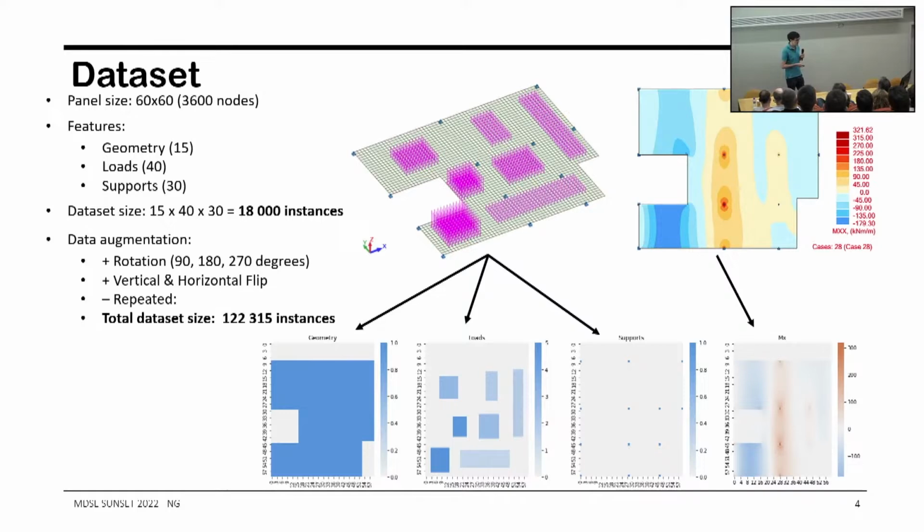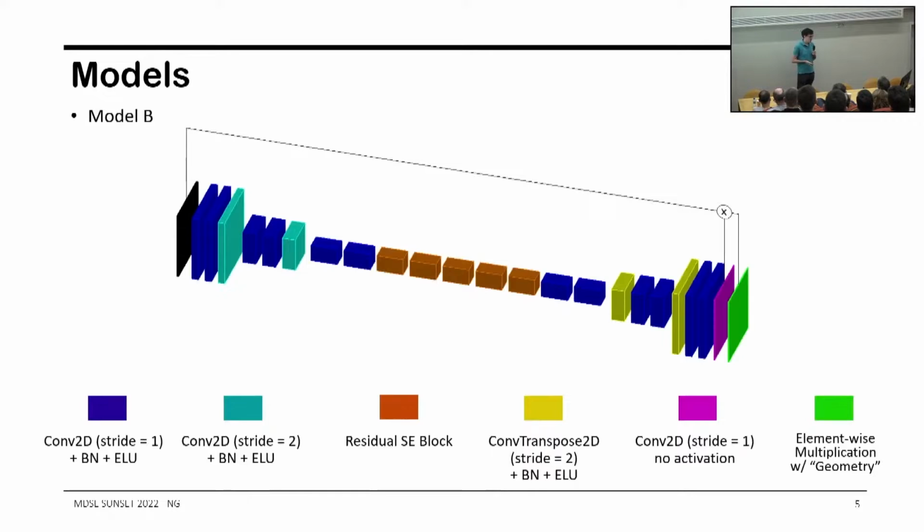So this is a picture of my top performer model. It's an encoder-decoder type of model with a bunch of convolutional layers, some residual squeeze and excitation blocks, and some tricks there at the end. I'm not going to elaborate much on that.